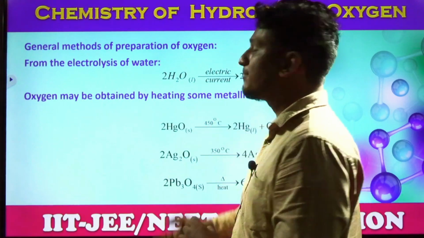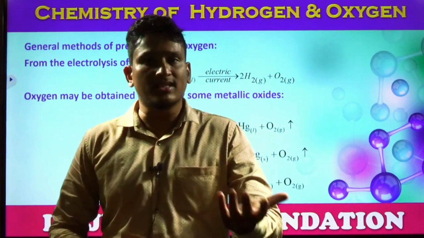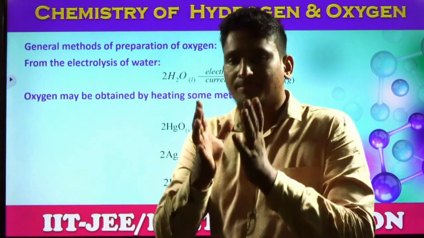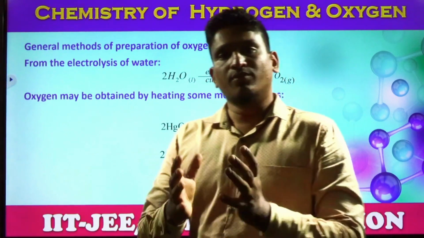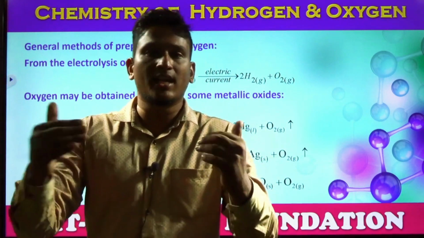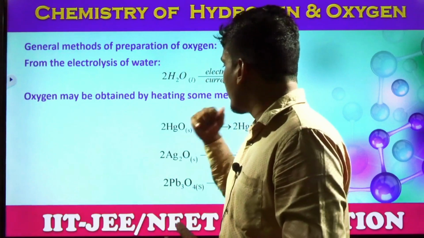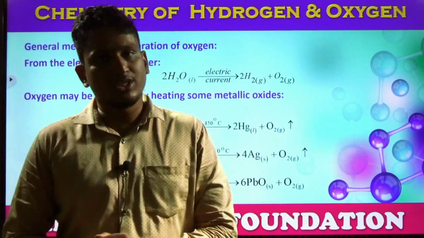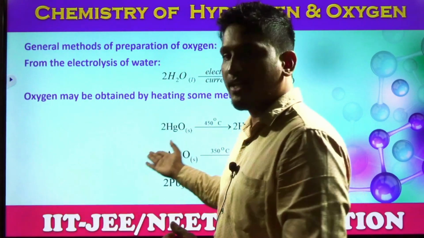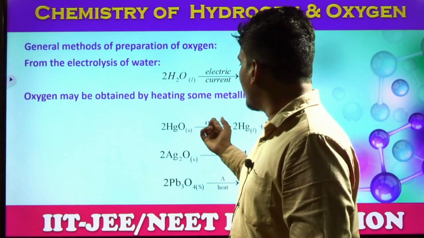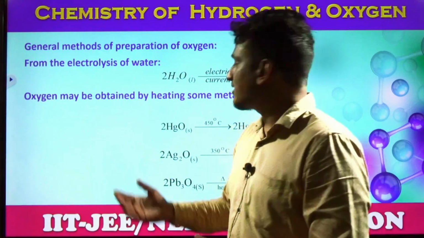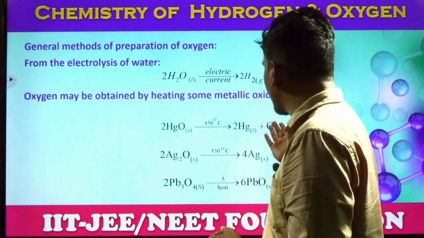Next, by heating some of the metallic oxides. Metallic oxides contain oxygen. If you heat these metallic oxides, by thermal decomposition they can also be separated to form the metal and oxygen gas. For example, look at mercury oxide, HgO. It is almost red in color. By thermal decomposition, at a temperature of around 450 degrees Celsius, this molecule decomposes into mercury and oxygen gas.